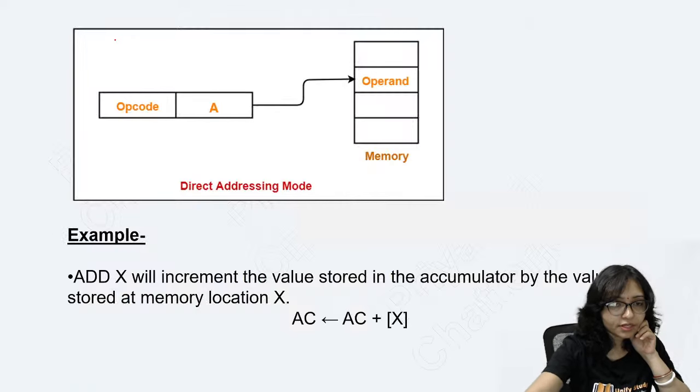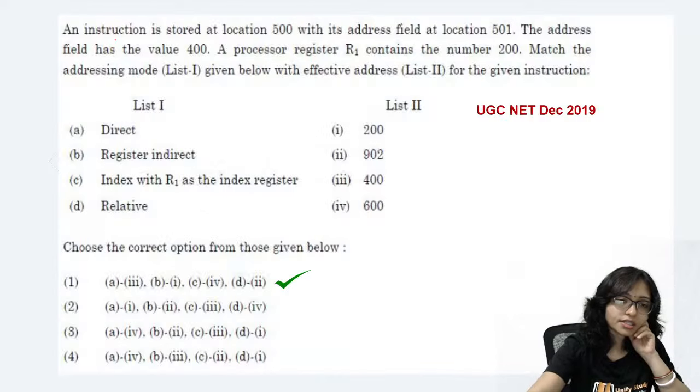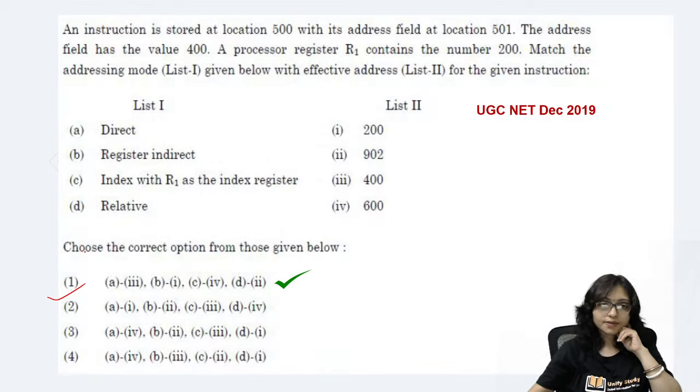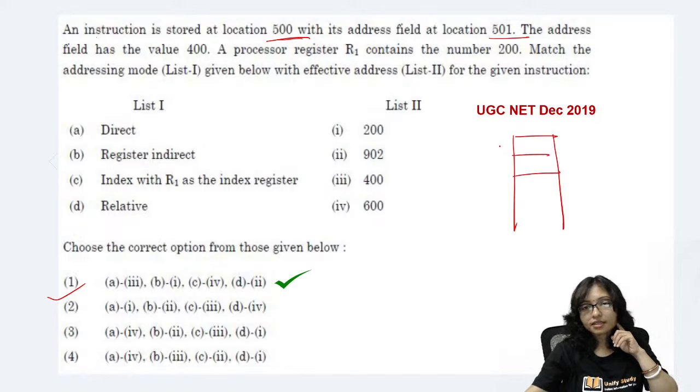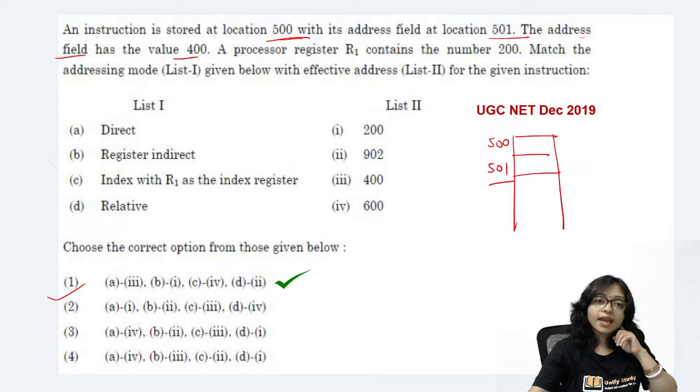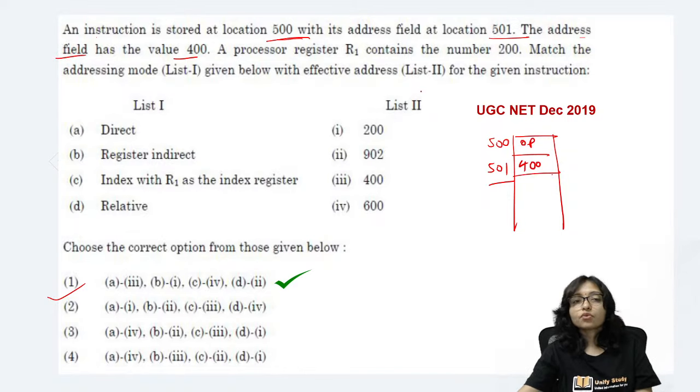Okay, answers are coming. Very good. Option 1 is the correct answer. How to do it? The instruction is stored in location 500, and the address is stored in location 501. Your instruction and instruction address are like that. Now the address field has the value of 400. Here the opcode is there, and here 400 is given. The processor register R1 is 200 here.